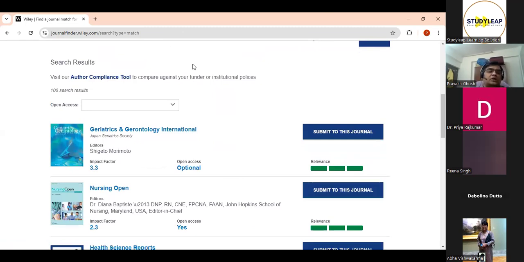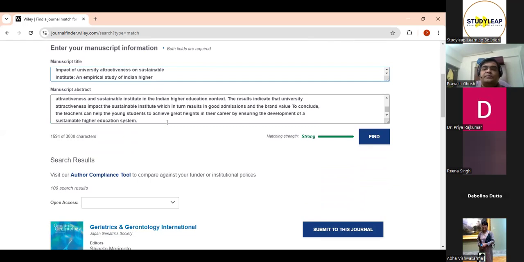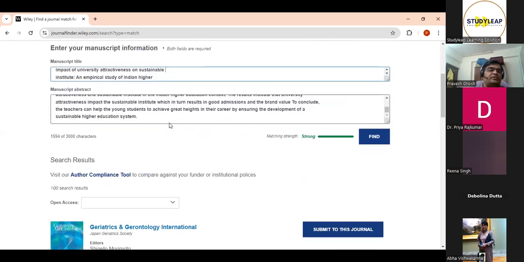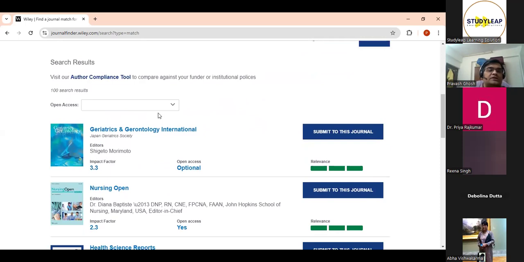See this now. I have pasted my paper, right? I have not seen this before, but can you see both fields are required. You have to paste the title as well as the abstract. Now, very little difference. Again, it has given us 100 journals.